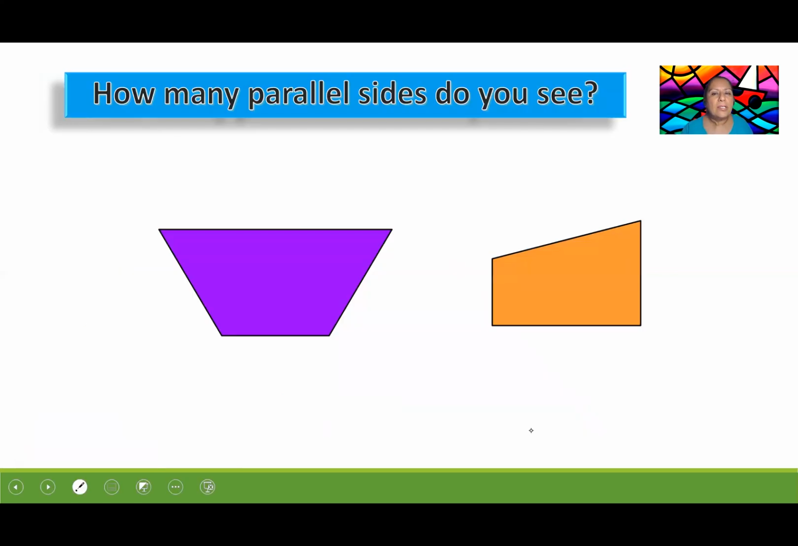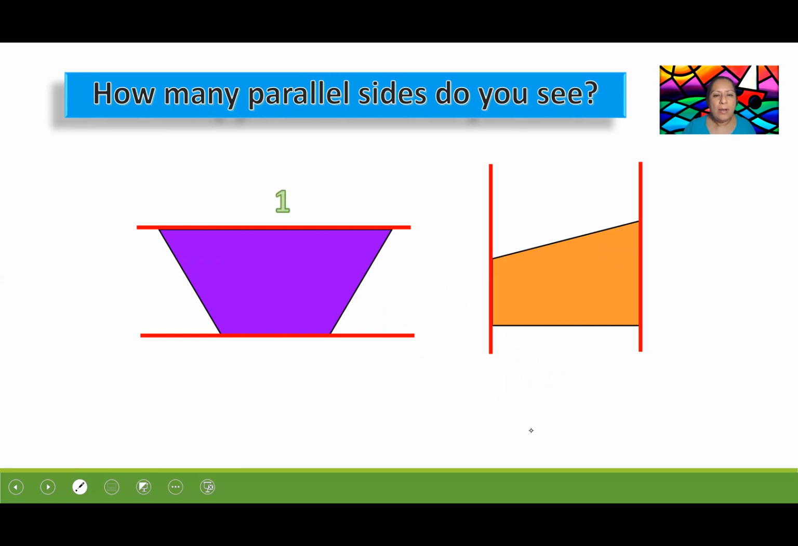Now, how many parallel sides do you see in this trapezoid? So I only see two. Let's see the first one. Are these two? If you notice, they're not getting closer or farther. And in the other trapezoid, those are the parallel lines.